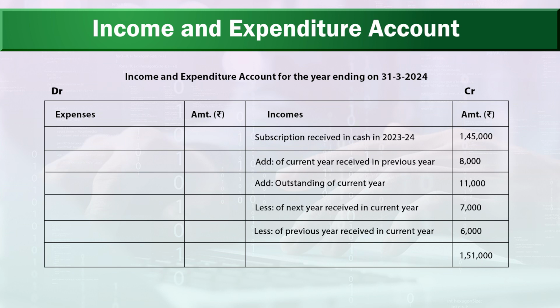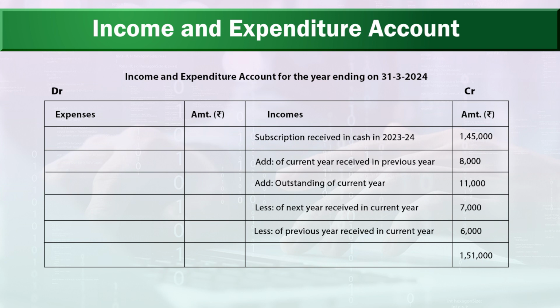On the credit side of income expenditure account for the year ending 31/3/2024, we can see subscription received in cash in 2023-2024 is rupees 1,45,000. In it, we would be adding subscription received of current year, which was received in previous year. The amount is 8,000 rupees. In it, again we would be adding outstanding of the current year. The amount is 11,000 rupees.